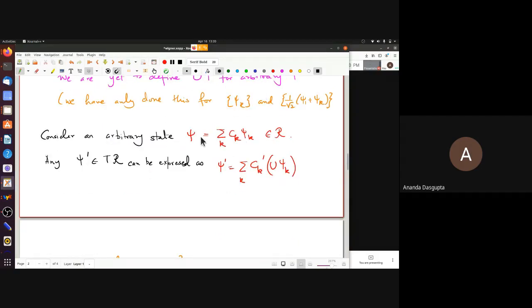So now, okay, we are not close to the end of the proof, but we are close to what I'm going to talk to you about. The rest you have to fill in yourself. So if you consider an arbitrary state psi, which is the sum over k of ck psi k, which belongs to some ray R, then of course this ray will transform to some other ray TR, and you can take any vector psi prime from TR, and you can write it like this. Does everybody agree? Yes or no?